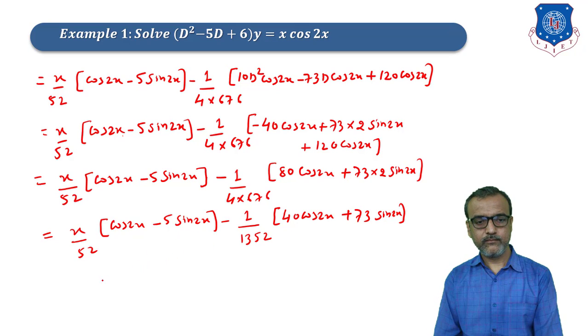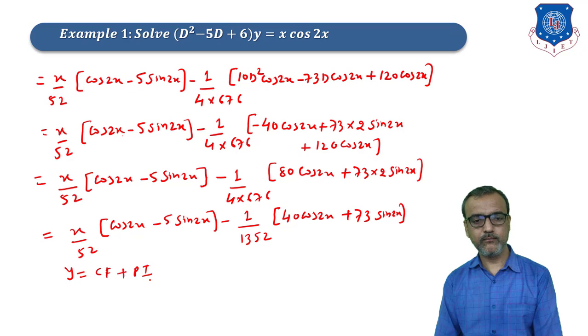At last you have to write down the general solution, and that is y equals CF plus PI. CF is C1 e raised to 2x plus C2 e raised to 3x, and PI is this one. So at last you have to write down CF and PI only, and this is the required general solution of the given differential equation.